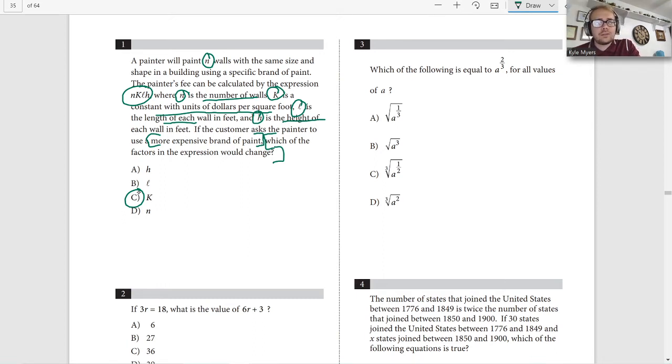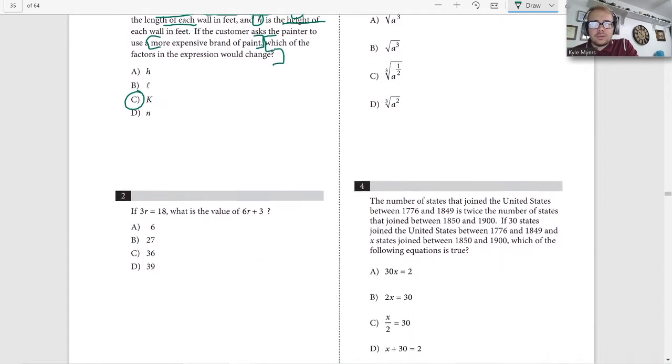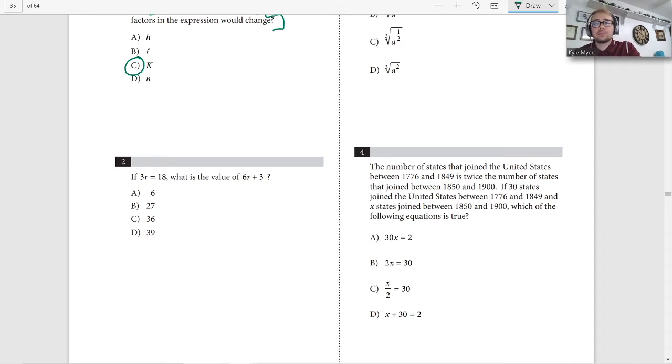You don't really have to know what the other things are. Number 3, actually, you know what? Let's just go in order. Number 2. If 3r equals 18, what's the value of 6r plus 3? So there's always a simple and easy way to do things. The simple way is always to just solve, and then plug in.